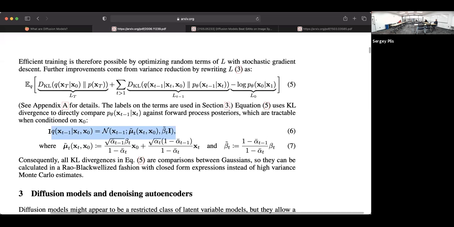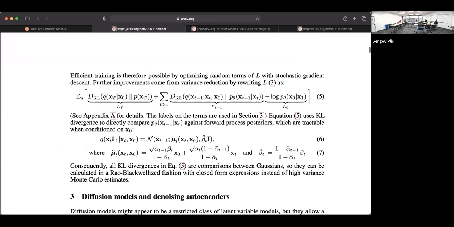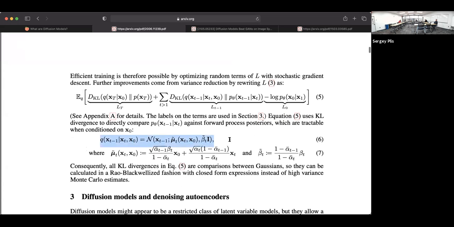Like, if we already know the backward process, why do we need P? That's... and they call it forward process. Oh, but that's forward process plus T there. Yeah, they are inverting it. Okay.